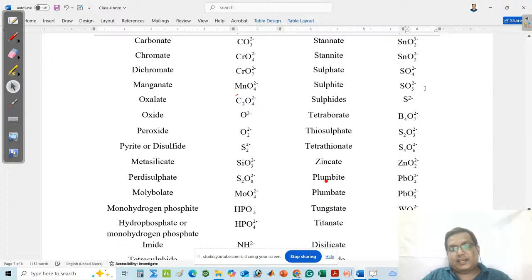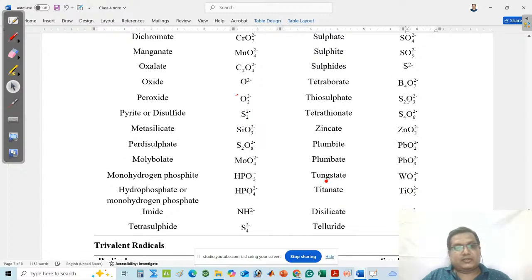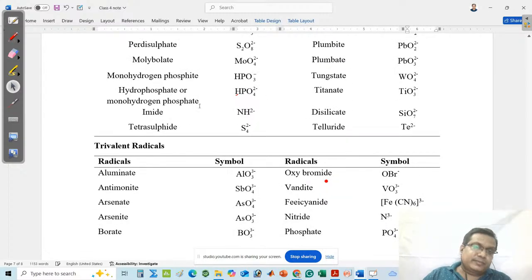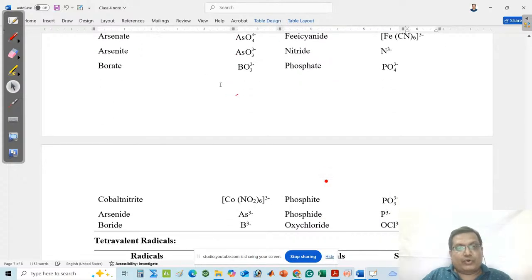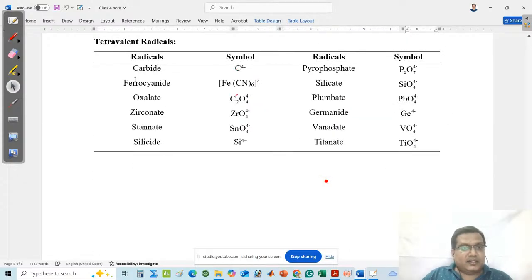SO4 2 minus, sulfite SO3 2 minus, sulfide S2 minus. Remember these radical names. Next is the trivalent radicals: aluminate, oxybromide, vanadite, ferricyanide. This is your ferricyanide. That is said to be ferricyanide. Arsenite, borate.